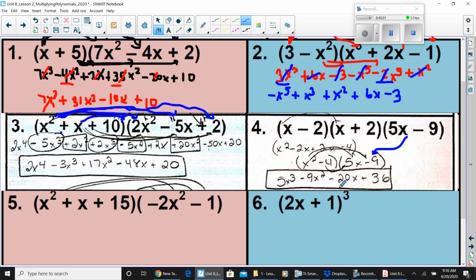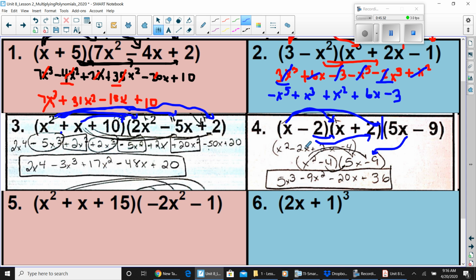Negative 4 times 5x is negative 20x, and then negative 4 times negative 9 is positive 36. So when you're distributing, just distribute in the first two sets of binomials, just as if this was the problem without the last one being multiplied. And you have negative 2 times x is negative 2x. Negative 2 times positive 2 is negative 4.